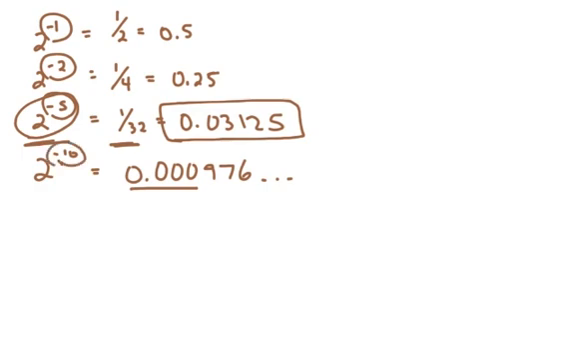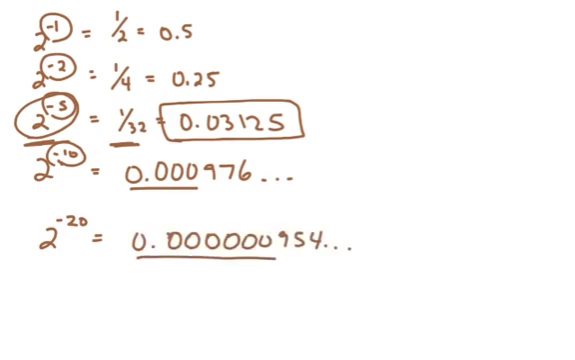Your calculators are going to get to the point where you can't handle it, but I could even put in 2 to the negative 20, and let's see what I get. I did it real quick. So again, so close to 0, but not 0. So that means my graph is getting closer and closer to 0. So my asymptote would be the line y equals 0.